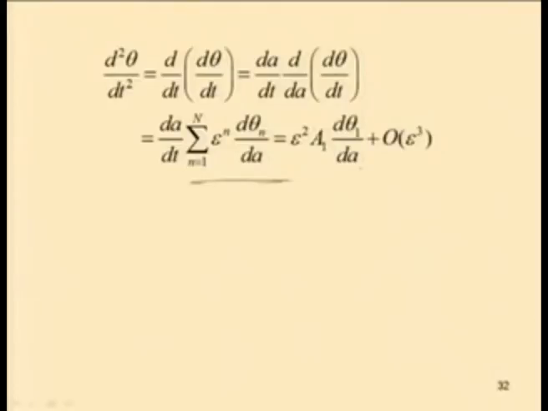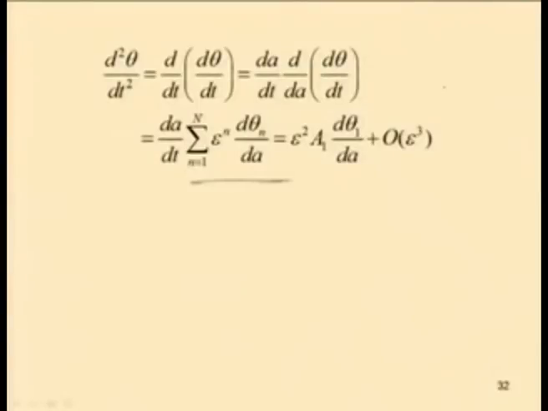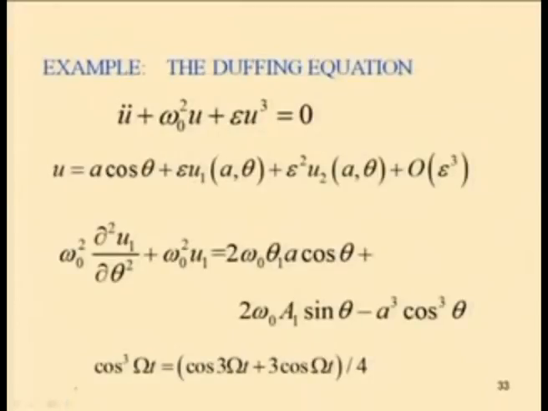Now, substituting these equations in the governing equation and separating the order of epsilon, one can get a set of equations. From those set of equations, if one kills the secular terms, one can find the required equations for the solution of the governing equation. So, we can see one example, that is the Duffing equation.